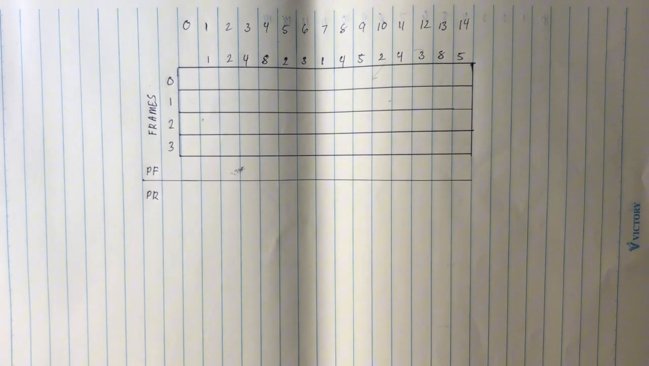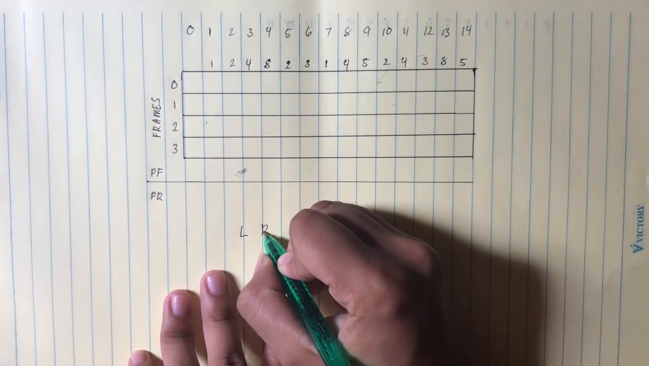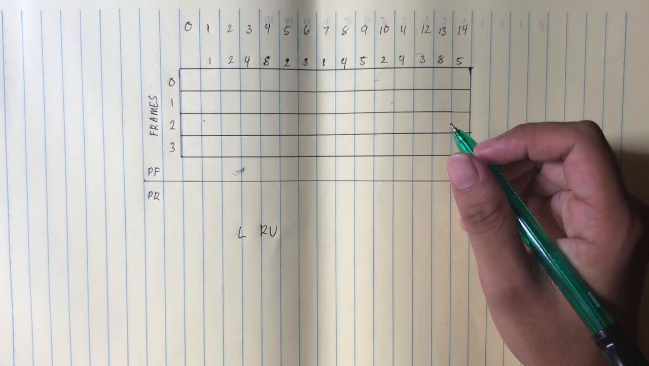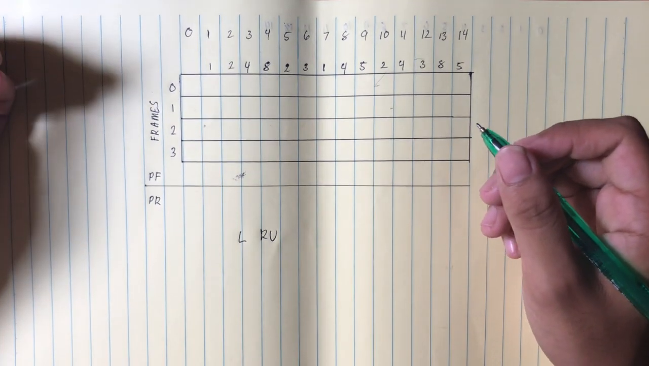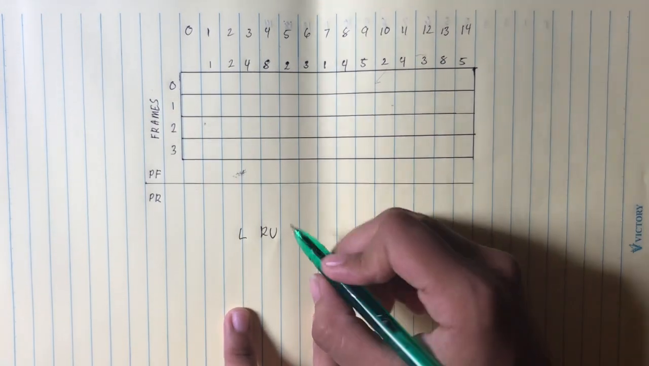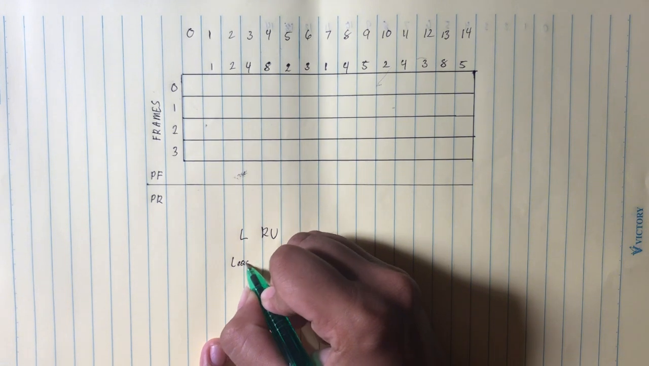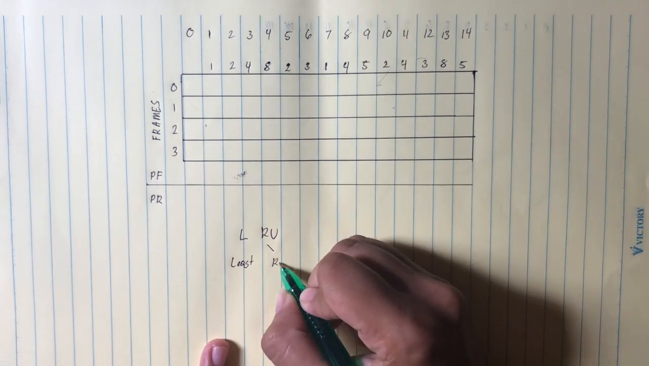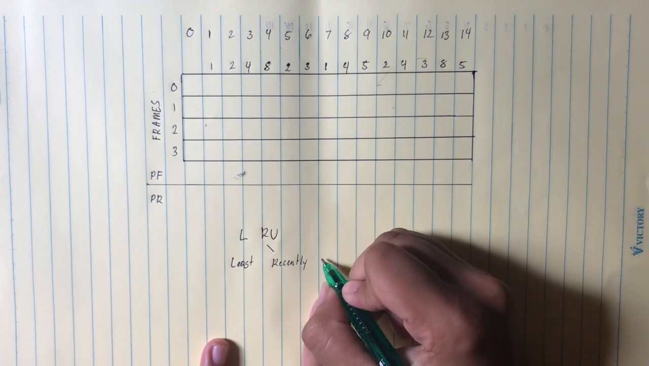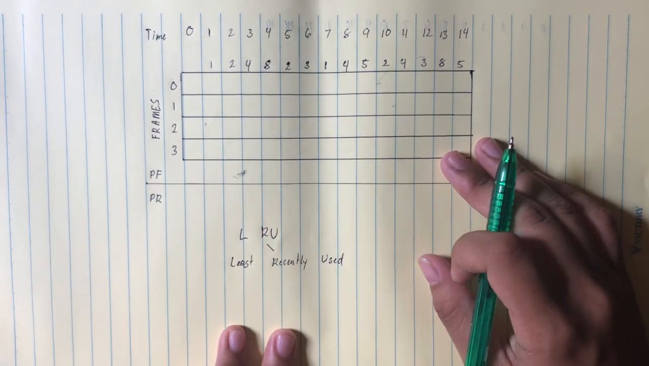Okay, so hi everyone. In this video, we're going to do a page replacement algorithm. So this page replacement algorithm that we're going to do is called the LRU. This is a solution that selects the least recently used page for replacement. From the name itself, LRU stands for the least recently used algorithm. Okay, so let's start.